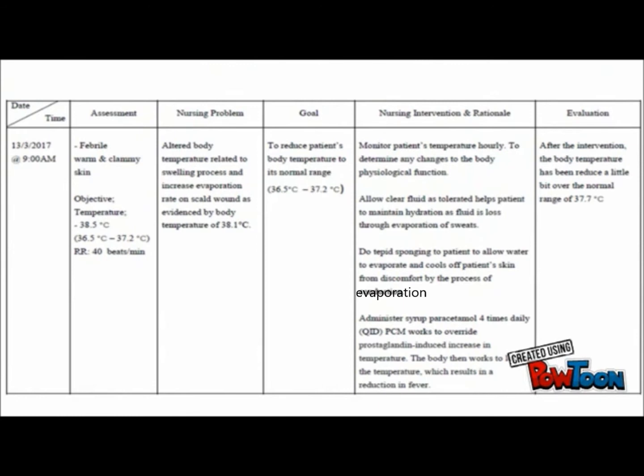The nursing intervention for this patient is to monitor the patient's temperature hourly. This is to determine any changes to the body's physiological function. Allow clear fluid as tolerated to help the patient maintain hydration, as fluid is lost through evaporation of sweat. Do tepid sponging to allow water to evaporate and cool off the patient's skin from discomfort by the process of evaporation. Administer syrup paracetamol 4 times daily, as PCM works to override the prostaglandin-induced increase in temperature. The body then works to reduce the temperature, which results in a reduction in fever.